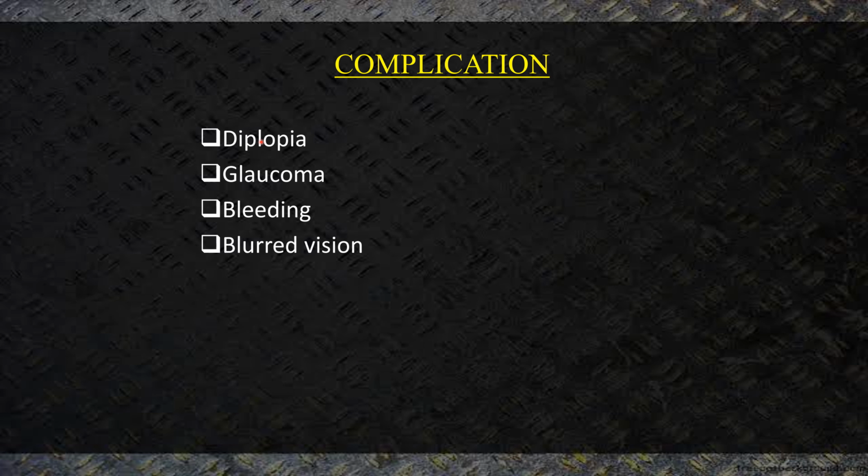Now coming to the complications. Diplopia, which I have already told you, is double vision. Glaucoma: there will be an increase of intraocular pressure in your eyes. There will be accumulation of fluid, because of which intraocular pressure increases to more than 20 millimeters of mercury. Bleeding and hemorrhage can be there inside your eyes, and blurred vision can be there. So these are the various complications which we see.